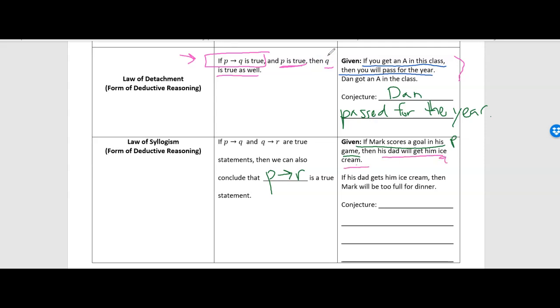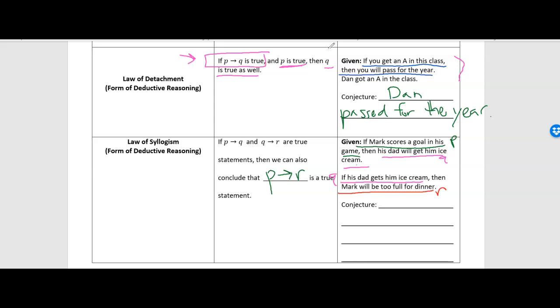And then we have this other conditional. It says if his dad gets him ice cream, which is, again, a Q, then Mark will be too full for dinner, which is not a P or Q, so we're going to call that R. So this Q is a conclusion of one statement and a hypothesis of the other, so it links the two statements.